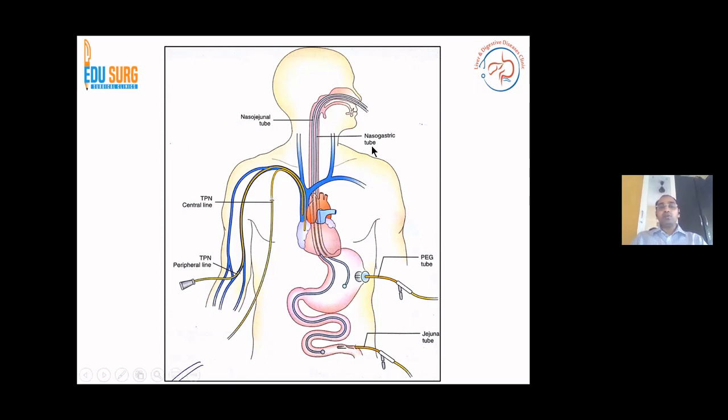For enteral feeds, you have the nasogastric tube, you have the nasojejunal tube, you have the feeding jejunostomy tube, you have the percutaneous endoscopic gastrostomy tube. So these are the enteral feeding techniques. If for any reason you are not able to feed the patient enterally, then parenterally you need either a peripheral line or a central line to start feeding the patient.